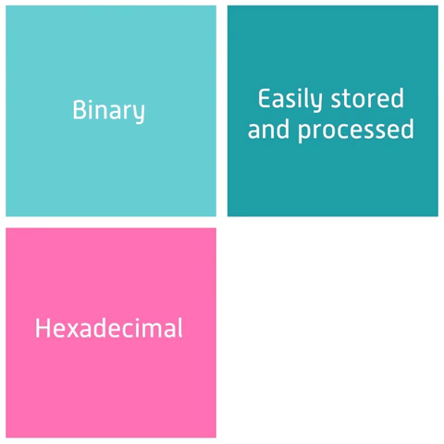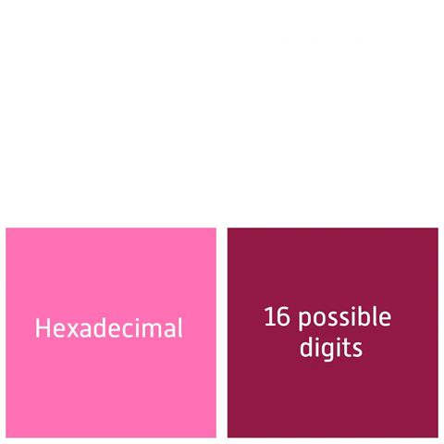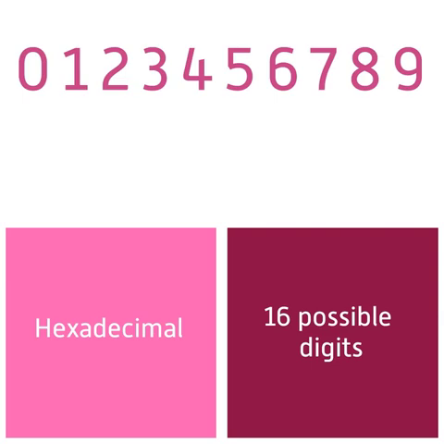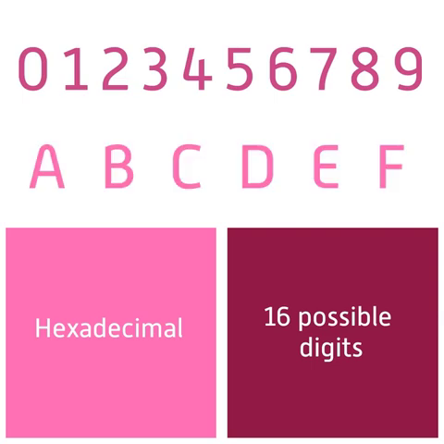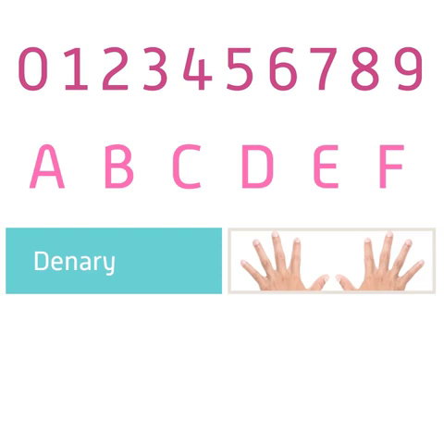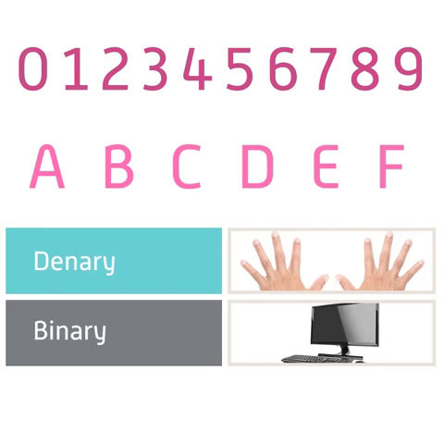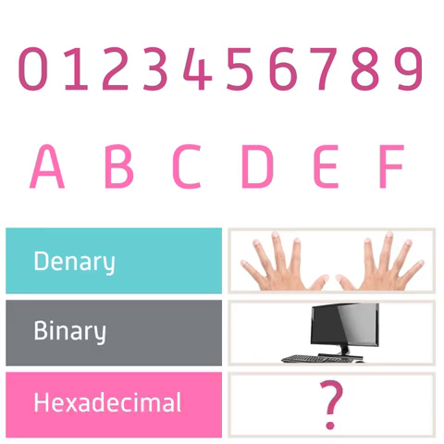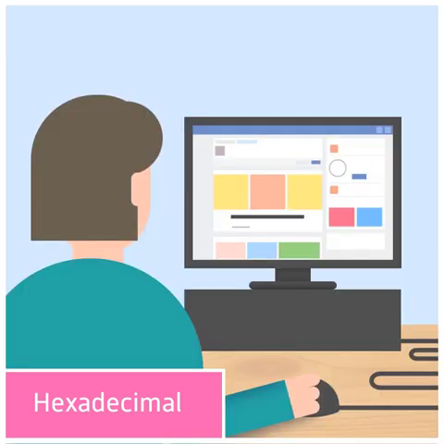What about hexadecimal? In the hexadecimal system, there are 16 possible digits, which are the numerals 0 to 9, as well as the letters A to F. If denary is best suited to humans and binary is best suited to computers, what is the purpose of hexadecimal? Hexadecimal is intended to be read by humans when they're performing a set of specific actions on a computer.